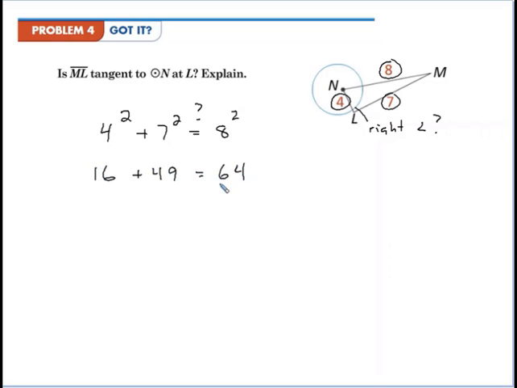We might not even need a calculator this time. If you try and add 16 and 49, you actually get 65, not 64. So this time the answer is no. ML is not a tangent to the circle at all.